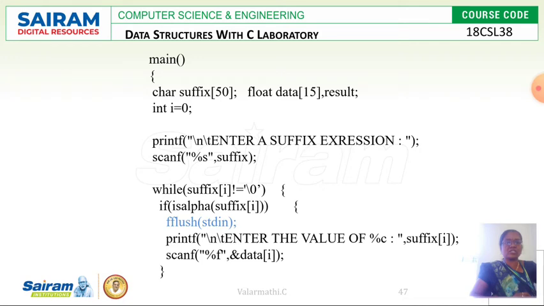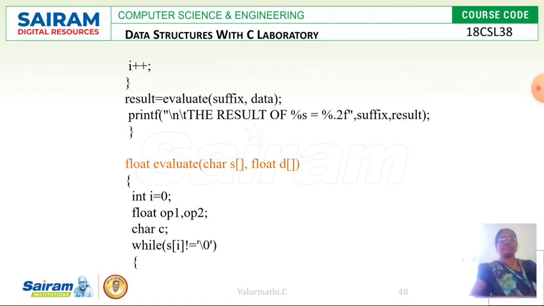This is one condition. That means if isalpha of suffix of i is alphabetic, we need to clear the standard input function. So that's what is cleared, right? Then in the else part we have to evaluate the suffix expression. Evaluate is a user defined function name. It takes two arguments, the suffix as input argument and another one, data. This is how we are invoking the user defined function. Then finally it should be stored in the result string. The result string is nothing but an array of characters, right? So this is defined here. How it is defined, we'll see.